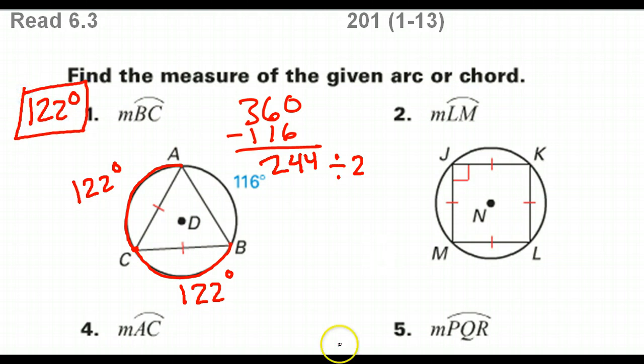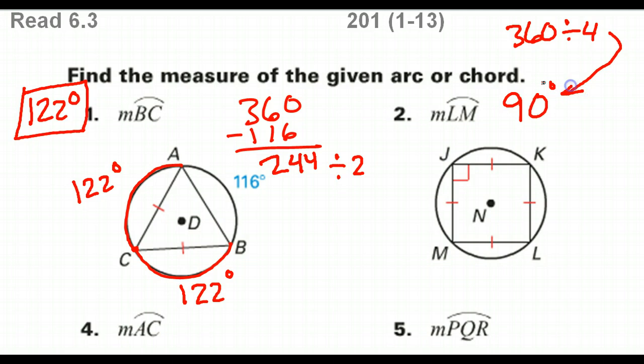Okay, no problem. So looking at number 2, we're supposed to find arc LM. Again, all 4 of these chords are the same. That means all 4 of these arcs are the same. So I can just take 360 and divide by 4. And that's, of course, going to be 90. So that's all there is to that. LM is 90 degrees, and that was just 360 split up evenly 4 ways. Okay, number 3.